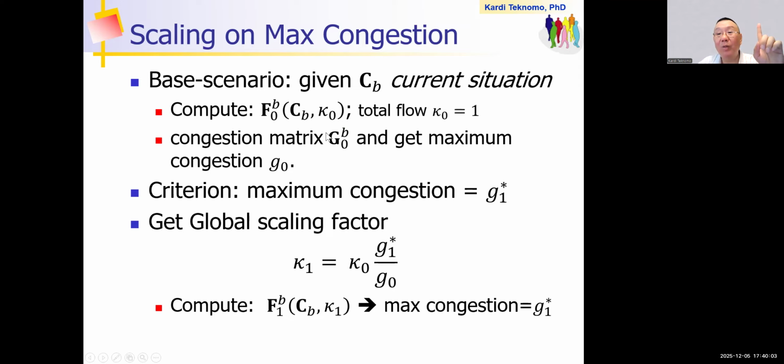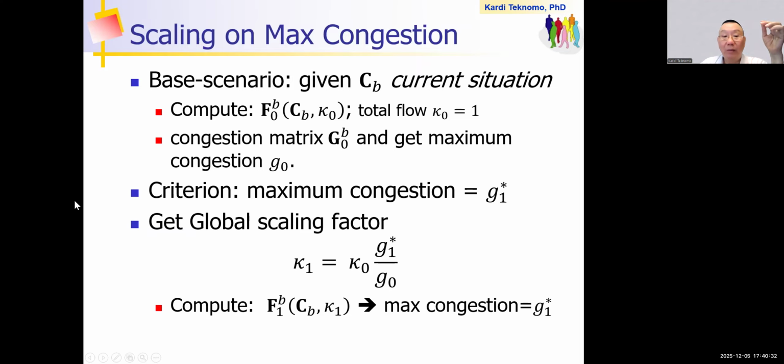After that, you get the maximum congestion, the maximum congestion G0, small letter g here. Is it okay or not? So then what do you want to do? You want to get the maximum congestion of the alternative scenario, right? So after the policy, you get G1. So I put a star here.